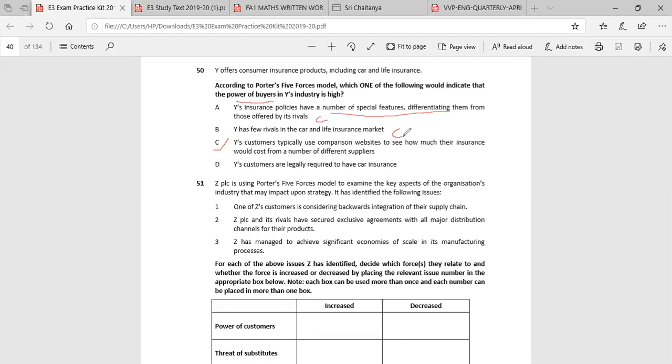Whether you want to ask something? We are okay. We are doing Porter's five forces. We are doing Porter's five forces. Where will it come?